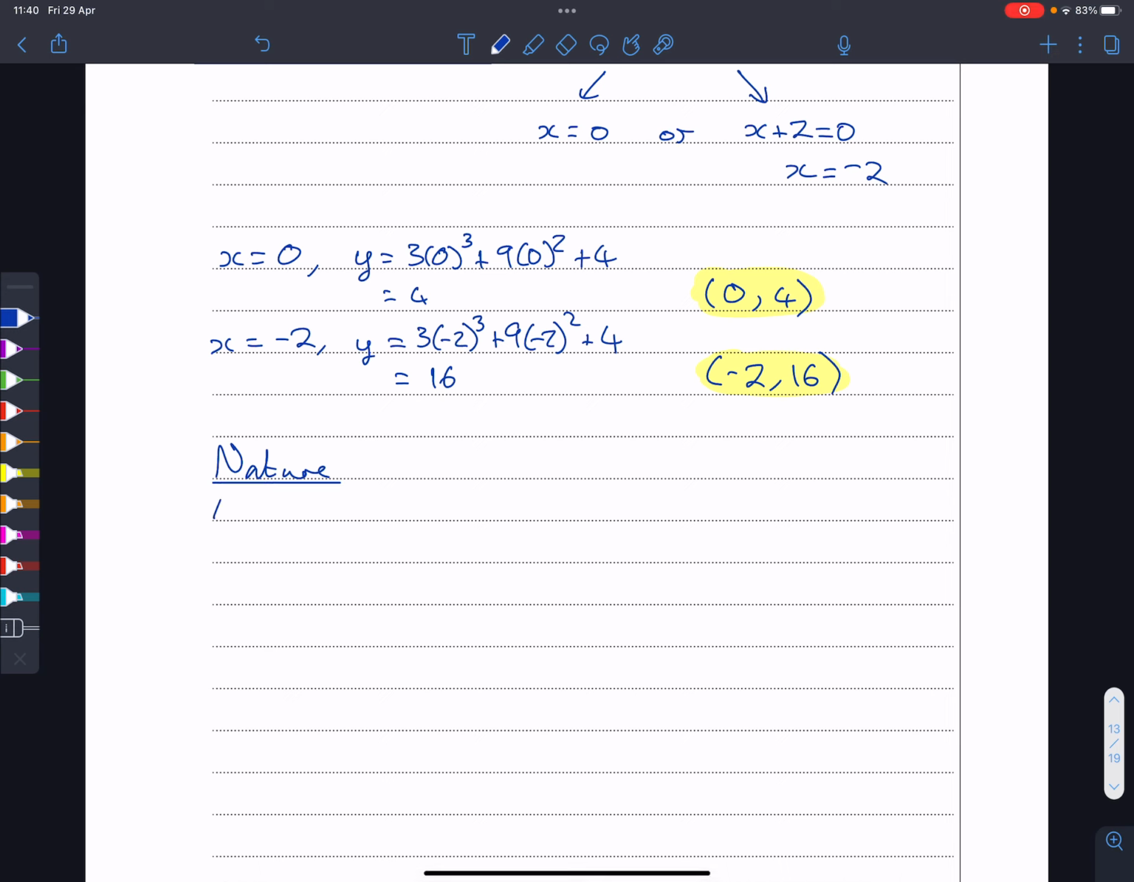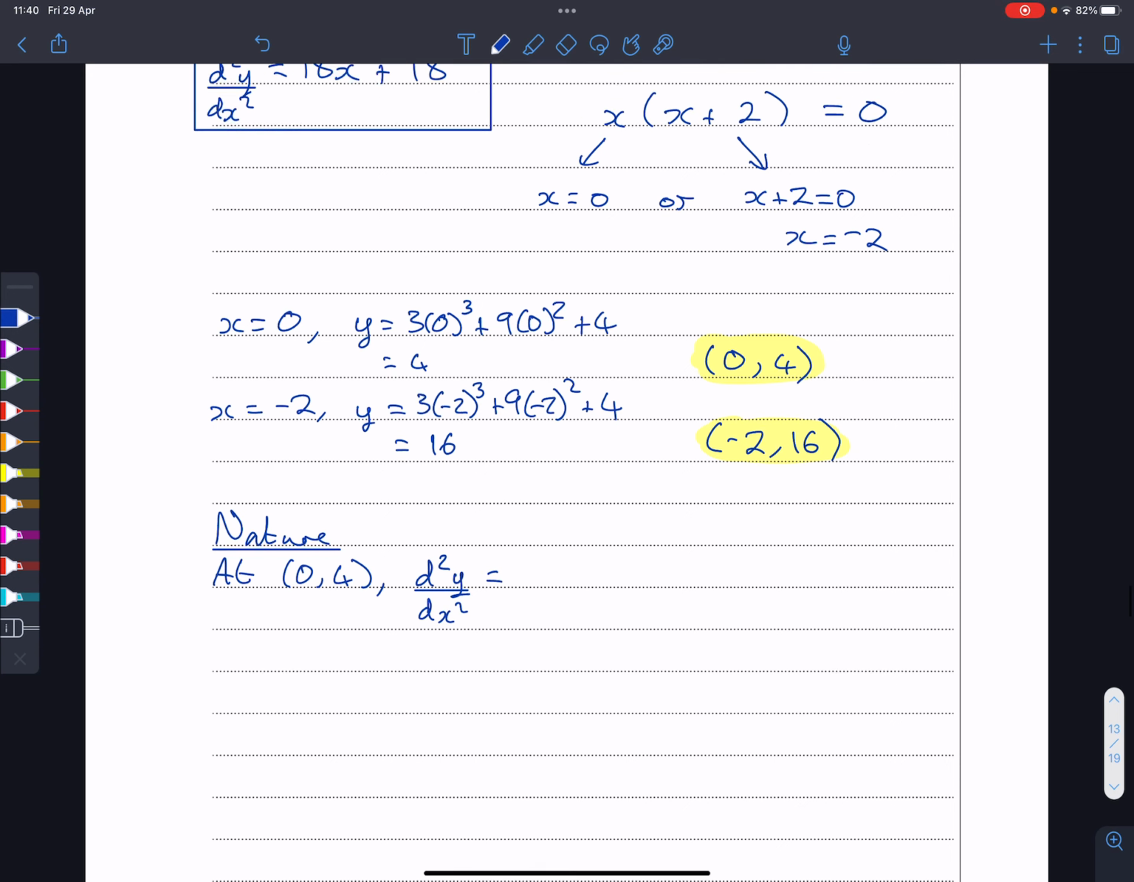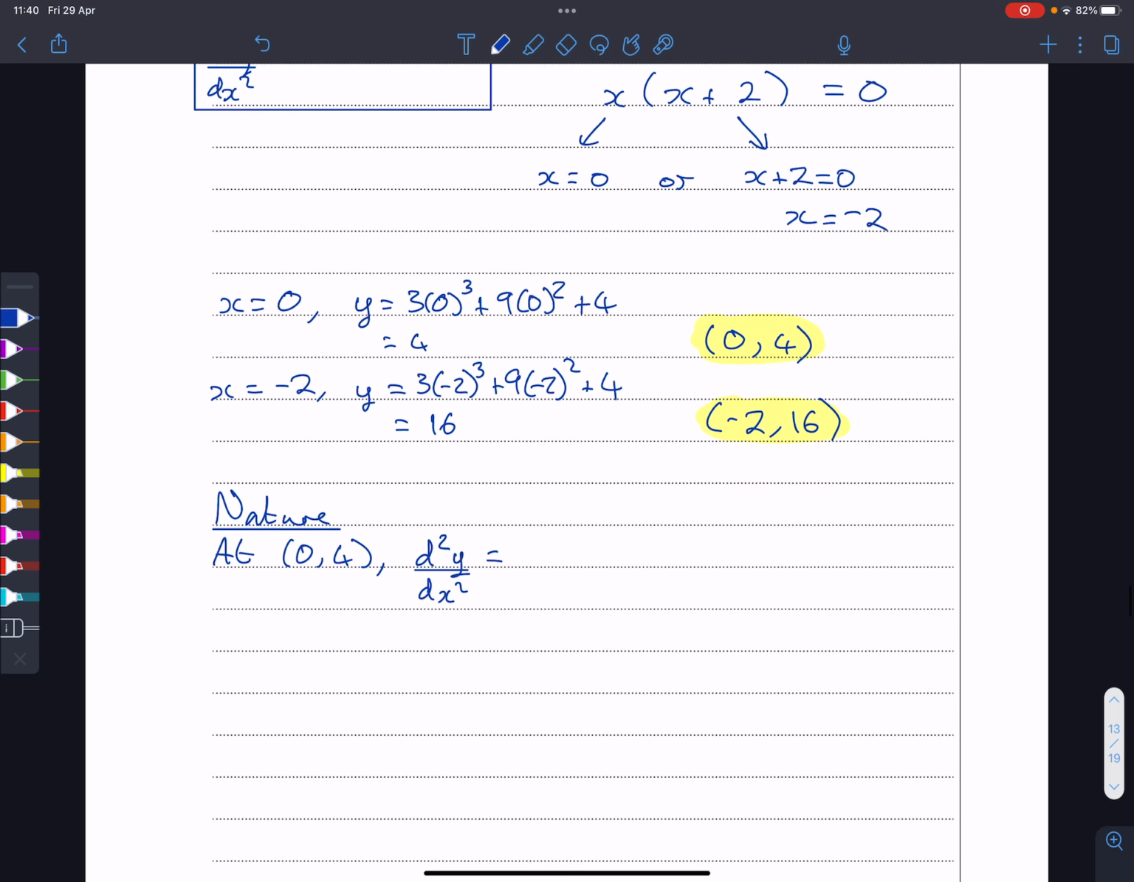Okay, so we'll start off at (0, 4). Then I'm looking at my second derivative. The second derivative was 18x plus 18. So it was 18 lots of 0 plus 18, which is 18. And the important thing that you have to make sure you write is that that is greater than 0. So that means the gradient is becoming more and more positive, or less and less negative. So that happens when you have a minimum point.